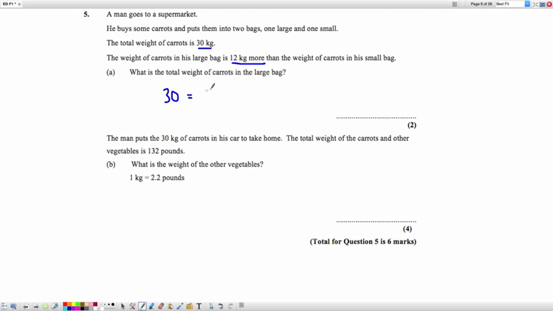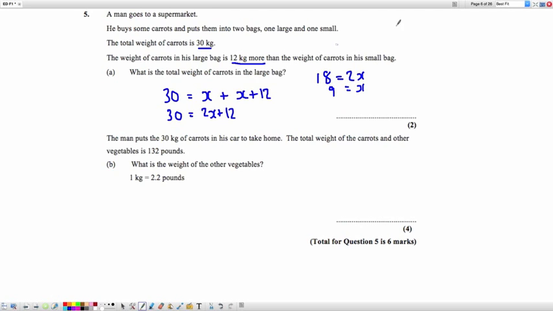If we have the small bag, which is x, and then we have the large bag, which is x plus 12, because it's 12 more than what was in the small bag. That will help us find the weight of the carrots in the large bag. So simplifying that, we have 30 equals 2x plus 12. 30 subtract 12 is 18 equals 2x, so x equals 9.